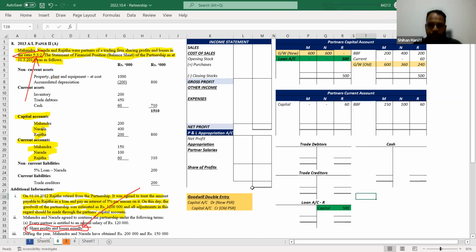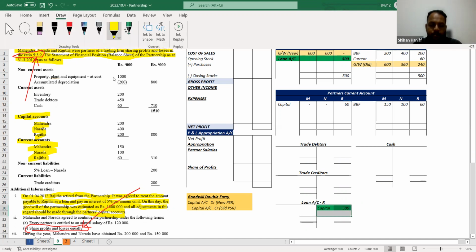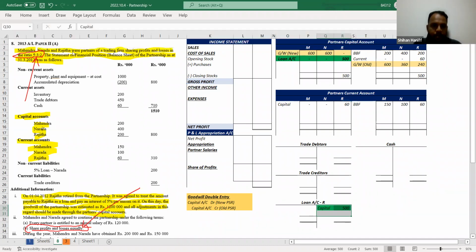Next, for this loan, the partnership needs to pay interest in a retirement. This is the main part. Once you transfer the loan, since it's the beginning of the year, we have to pay loan interest. Loan interest is 5%. Here it says 5% loan interest.